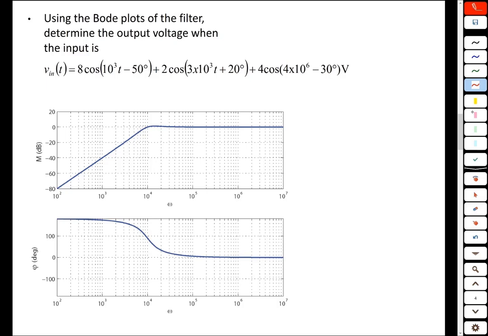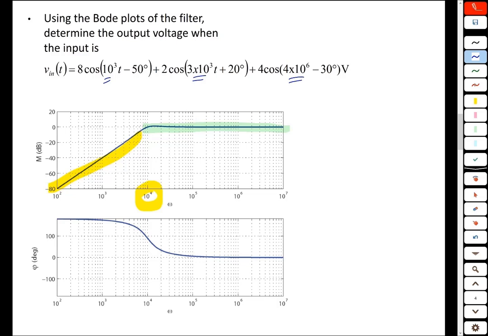And once again, we see that it is a high-pass filter. For high frequencies, it passes. For low frequencies, it attenuates with this break point at 10 to the 4th radians per second. But now we're asked to use the Bode plot to determine the output voltage when the input is as follows. And notice we have inputs at 1,000 radians per second, 3,000 radians per second, and 4 times 10 to the 6 radians per second.